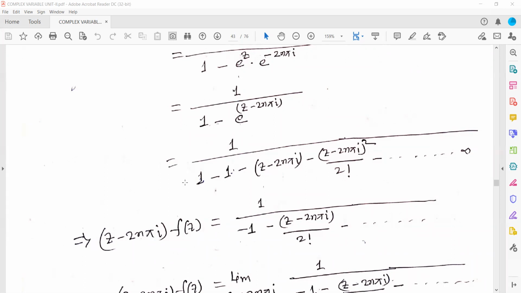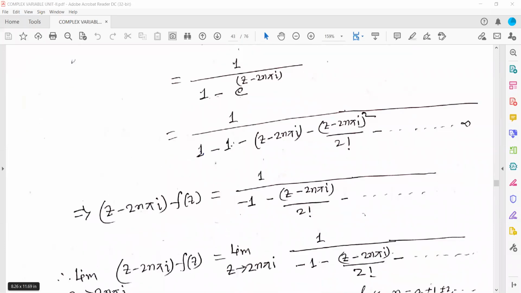Now see, this 1 and 1 will cancel out. Each term contains z minus 2n pi i. So take common z minus 2n pi i and take it to the left side. So (z minus 2n pi i) into f(z) is equal to 1 upon, what will be left? If z minus 2n pi i is taken common, here it will be left minus 1, and here minus (z minus 2n pi i) by factorial 2 taken outside. So minus (z minus 2n pi i) by factorial 3. Next will be (z minus 2n pi i) whole square by factorial 3, and like this it will go on.